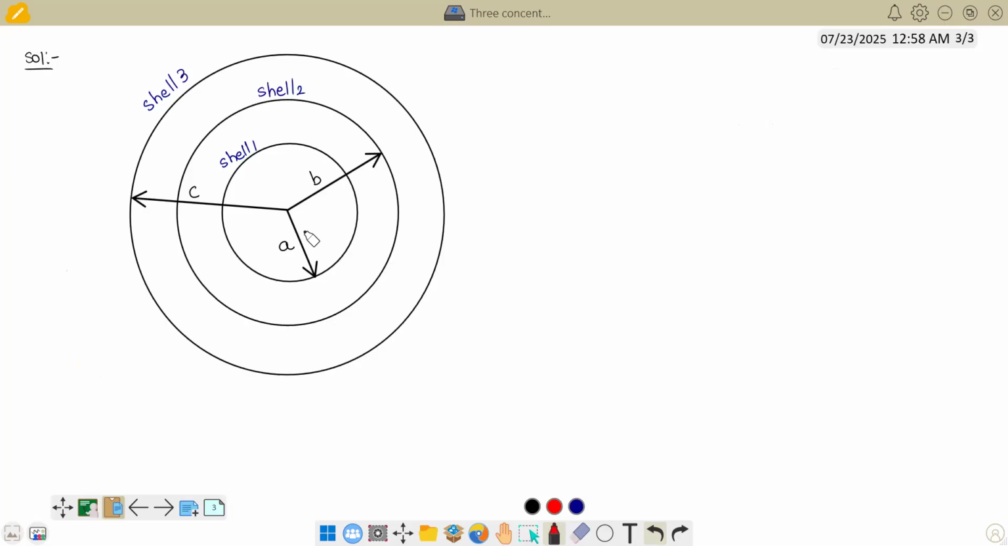So let me select three points on three surfaces. Let me select this point first and call it A. I want potential at this point. Don't get confused between point A and radius A. This point A is just some random point on the surface of this shell. Now let us find the potential at A.